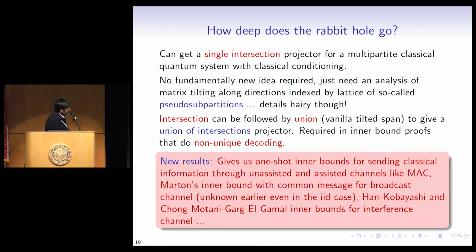Okay, and the author has applied these ideas in another paper, which was mentioned on the first slide, to come up with one-shot inner bounds for sending classical information through unassisted and assisted channels like the MAC, Marton's inner bound with common message for the broadcast channel, which was not known even in the IID case, and the Han-Kobayashi and Chong-Motani-Garg inner bounds for interference channels.